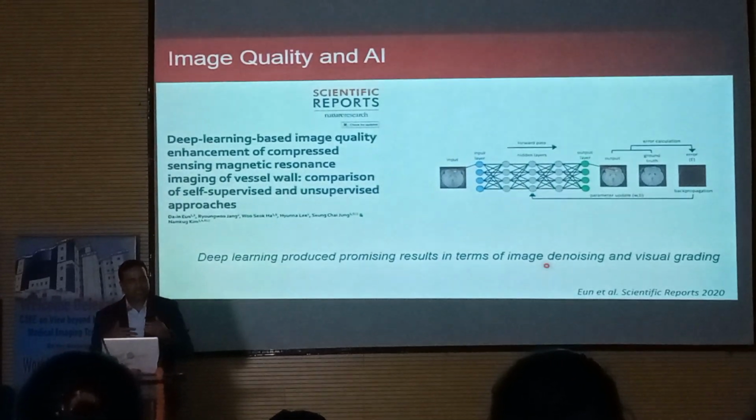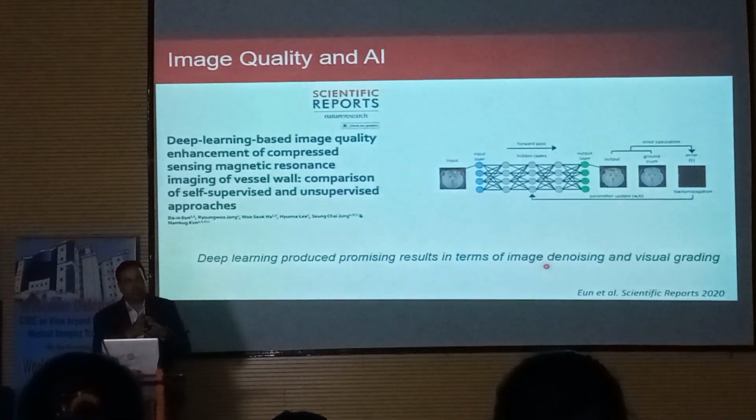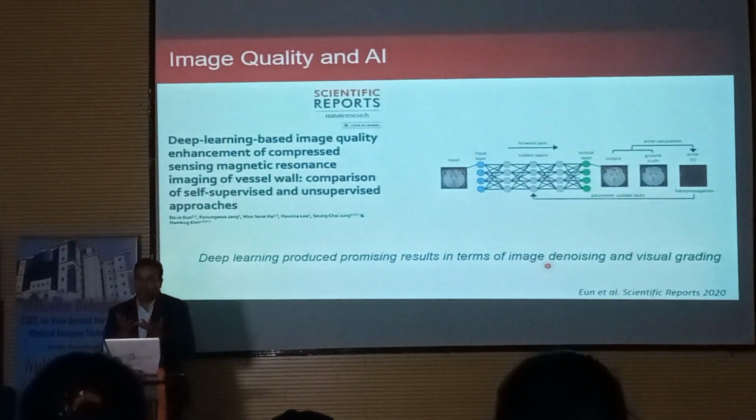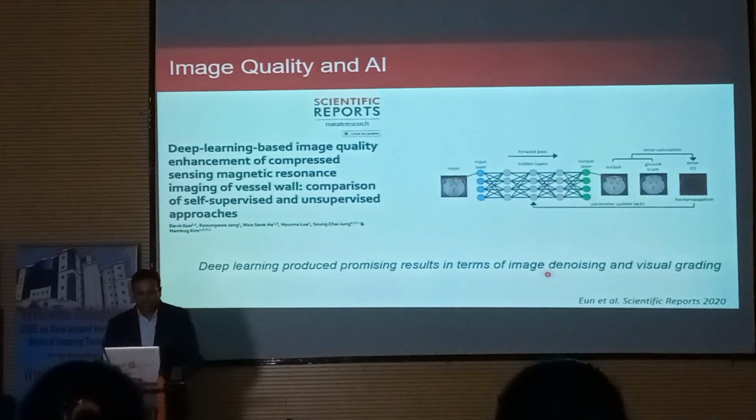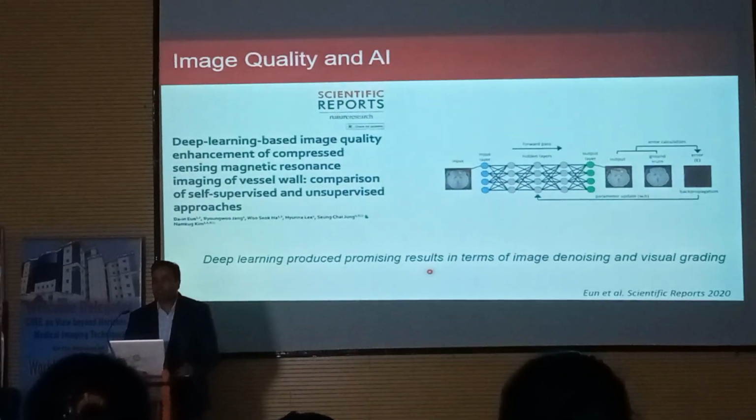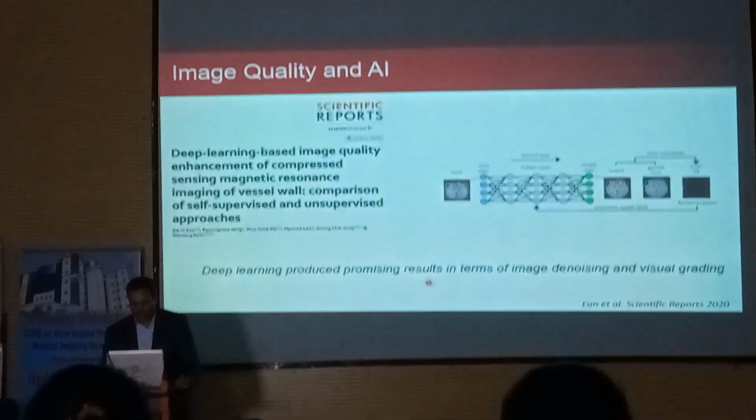Artificial intelligence and deep learning have a big role in image processing, in increasing your image resolution and SNR. Deep learning produces promising results in terms of image denoising as well as visual grading.